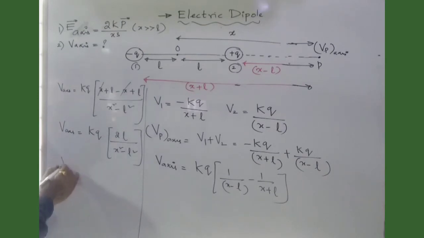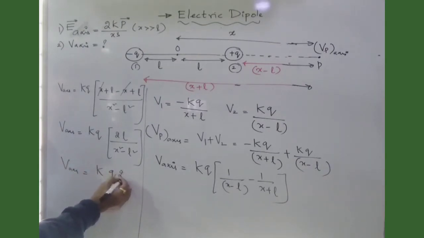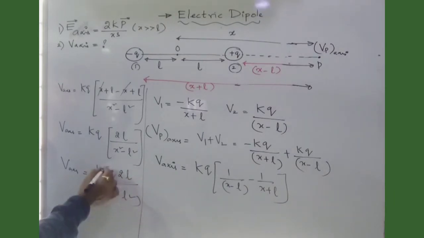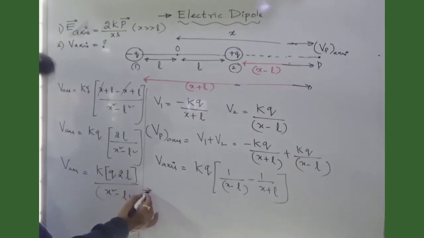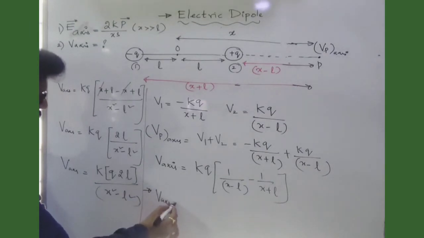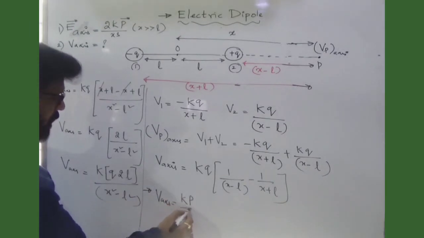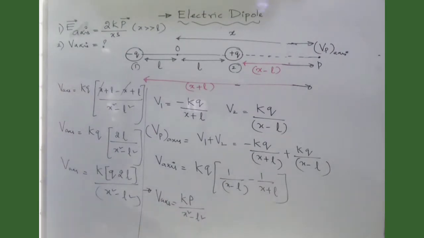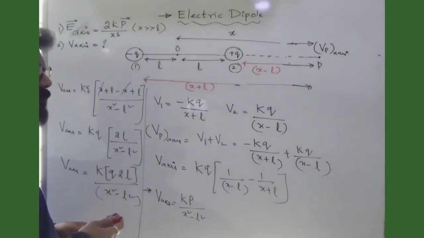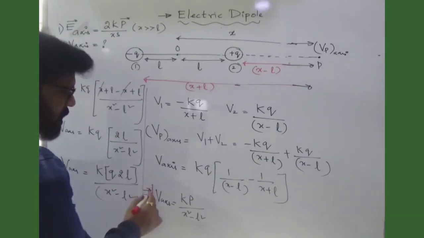Now V on the axis is equal to k into q 2L divided by x square minus L square, which is nothing but, q into 2L can be written as p, so V on the axis is equal to k into p divided by x square minus L square. Is it clear, this one? So this is the equation of potential on the axis at a distance x.